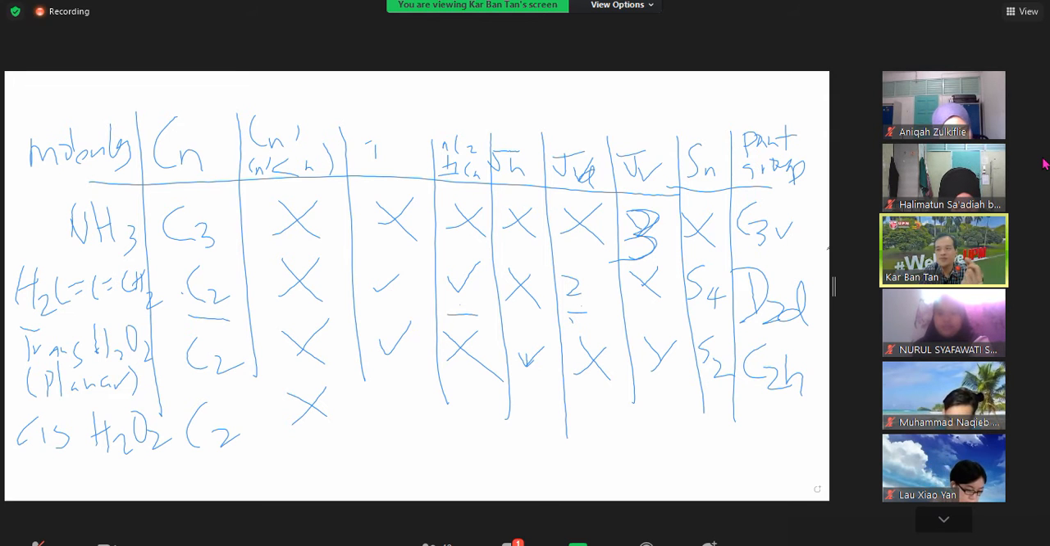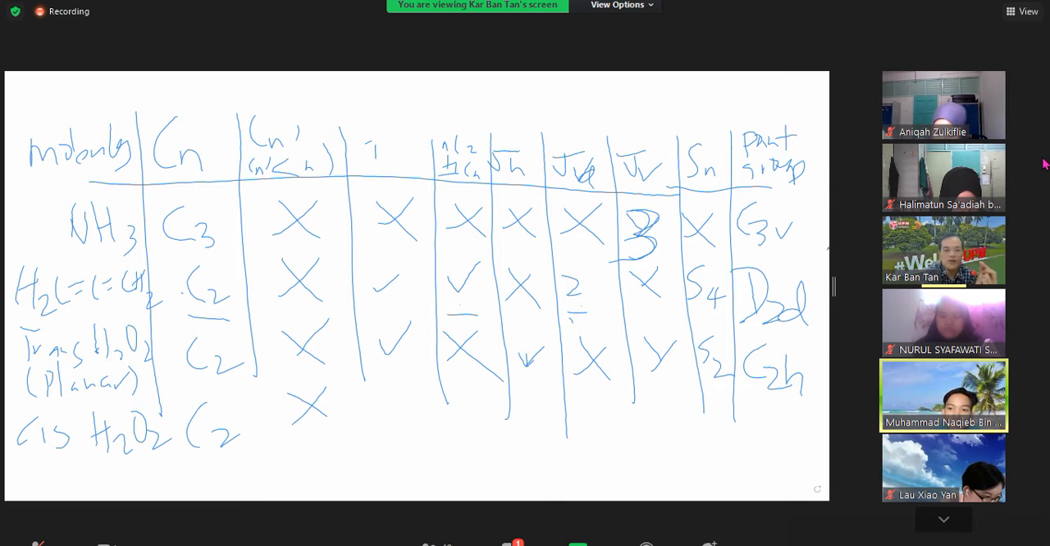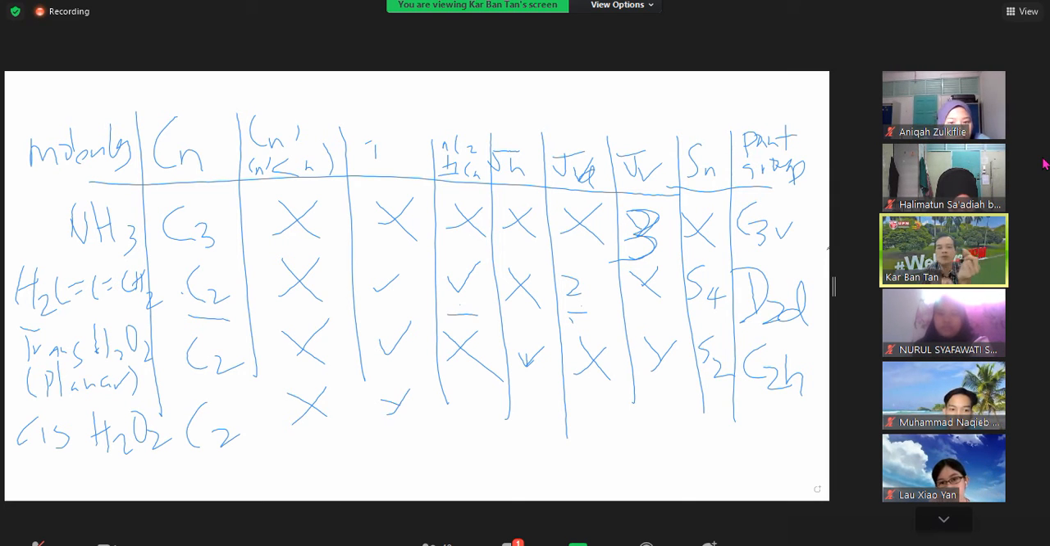Inversion center? No, because both at the bottom. C2 perpendicular, you only have one C2, it is impossible. Sigma H: if the principal axis is here, your sigma H must be this way, isn't it? Because it's perpendicular.